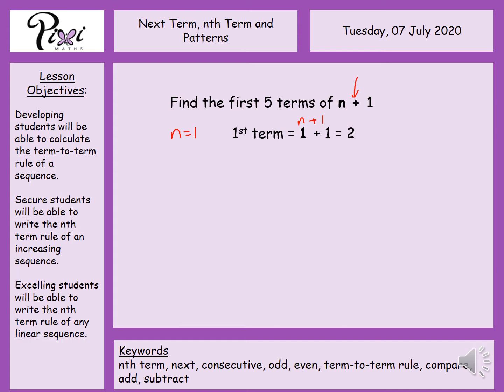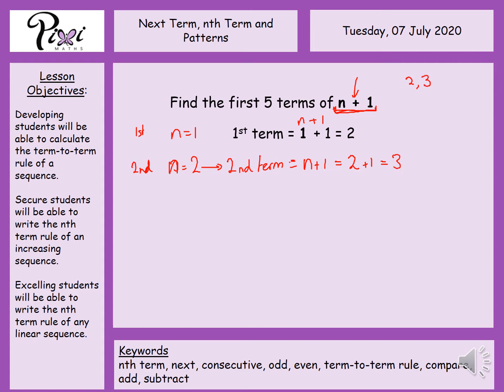So that was the first term, so our sequence is going to start with 2. For the second term, we're going to do n equals 2, bearing in mind we're using this formula here, n plus 1. Because it's the second term, n equals 2. So we substitute in 2 plus 1, and from there we've just got 3. So the second term in our sequence will be 3.